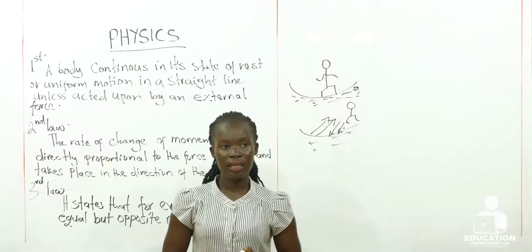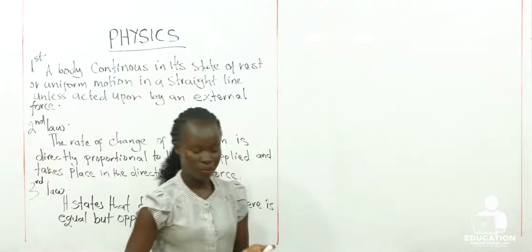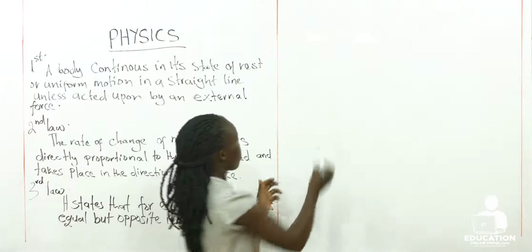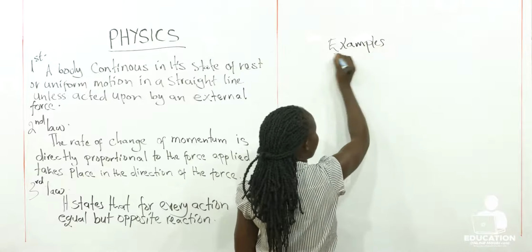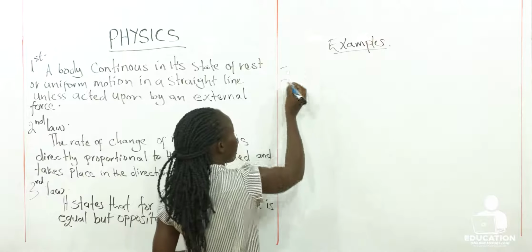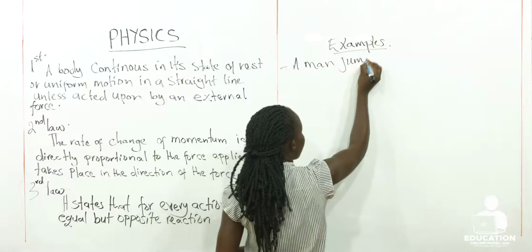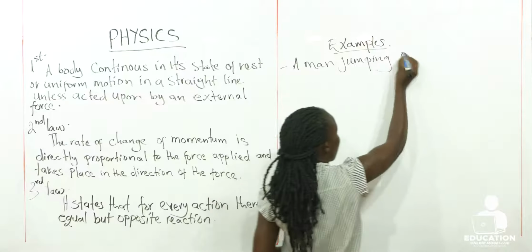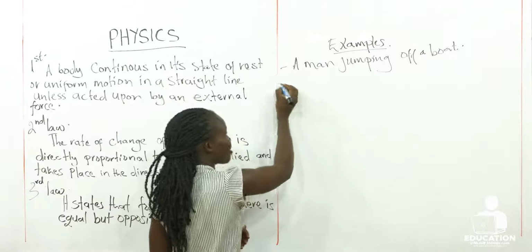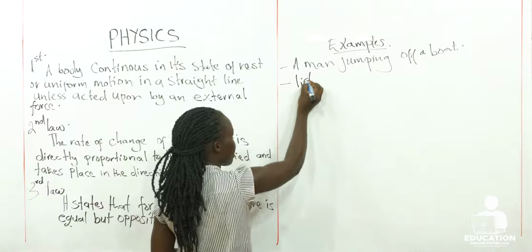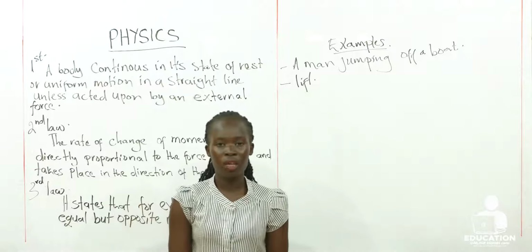Not only that, let's take the example of a lift. So these are examples; we've talked about a man jumping off a boat. So let's take a look at a lift. How does Newton's third law of motion apply to a lift?